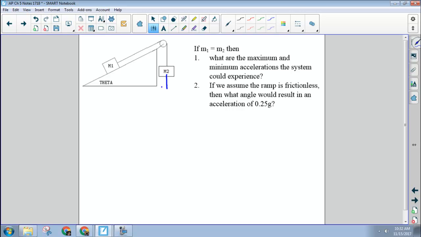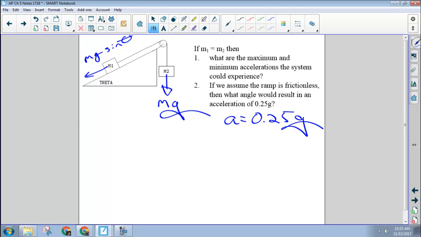The force of gravity on M2, which we can just call mg, right? What else? The gravity on M1, but I really only care about the parallel component, which is mg sine theta, right? Do I need to worry about any other forces? It's frictionless. Oh, yeah. Perpendicular and normal force cancel out. Good? And we want to find at what angle our acceleration is 0.25 g.